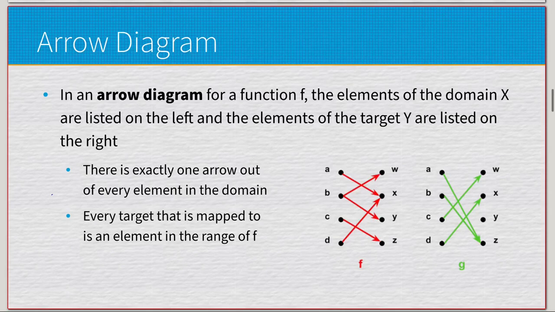So let's take a look at this bullet point here. There's exactly one arrow. This is essentially what's necessary to have a function, or at least a well-defined function.